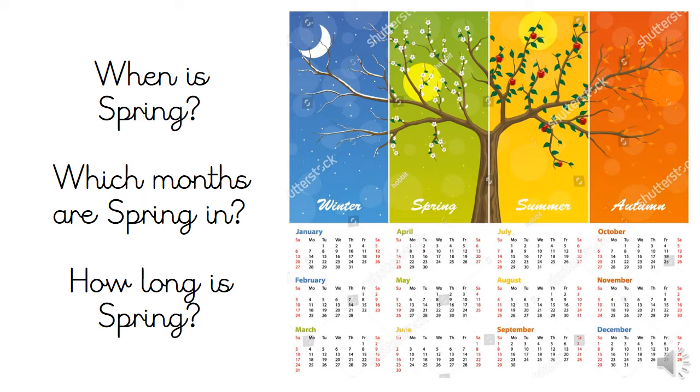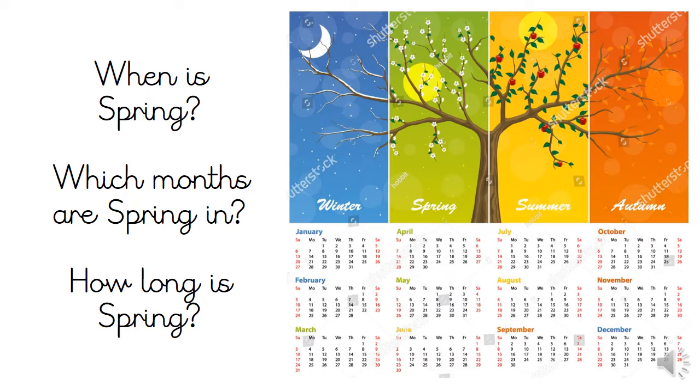At the end of May, it is June, and June is yellow. And if you look at the picture of the tree, summer is yellow. So June, July and August are yellow, so that's summer. And then September, October, November are autumn. So at the moment we're in spring.